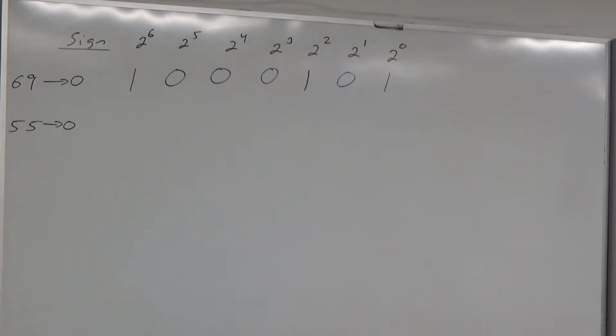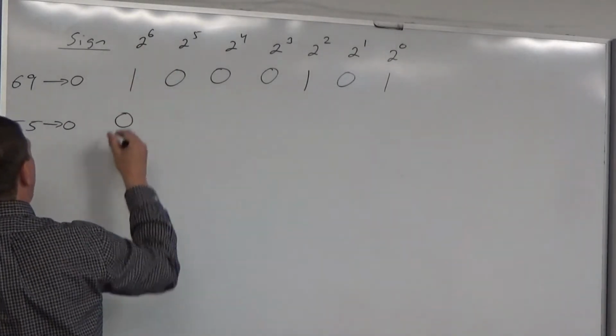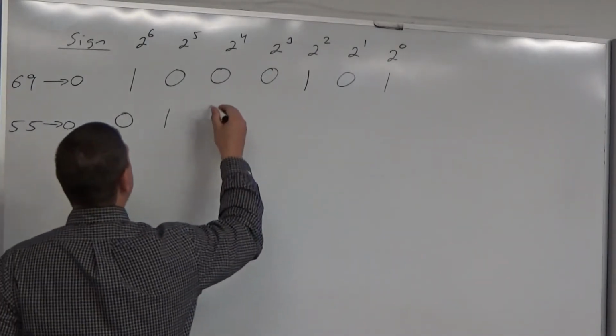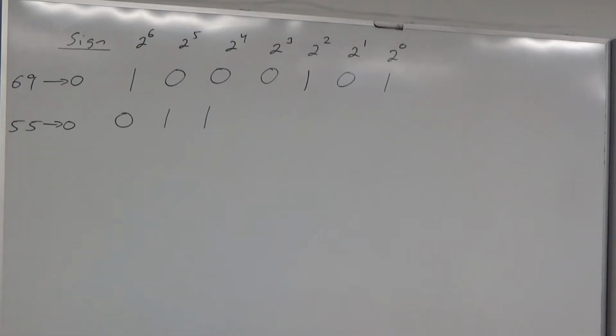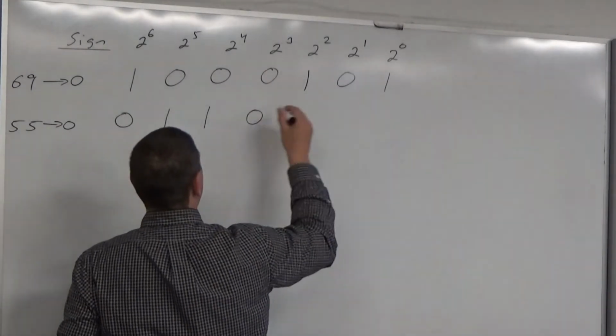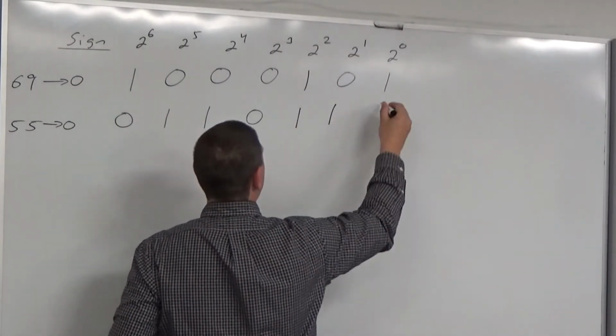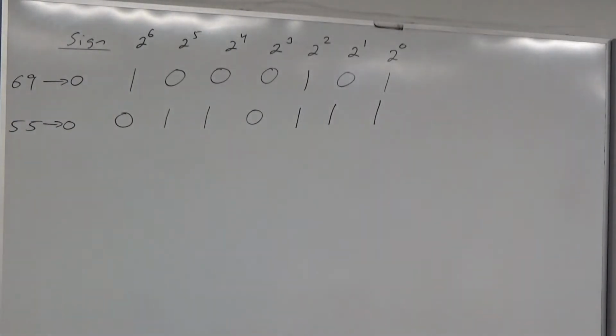Now 55 is a little bit tougher, right? So 55, I can't take 64 from that, but if I take 32 from 55, that leaves me with 23. If I take 16 from 23, that's 7. Can't take an 8. If I take 4 from 7, that's 3. If I take 2 from 3, that's 1, and that's 1. So basically, guys, what I just did was the process in my head where we converted the decimal to the binary. I just did it expediently because I wanted to save time.